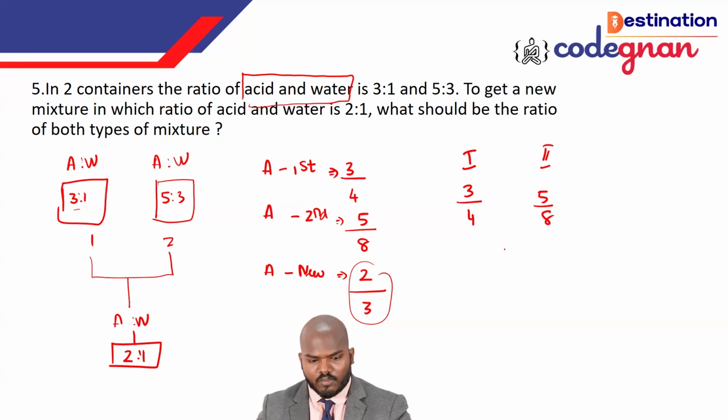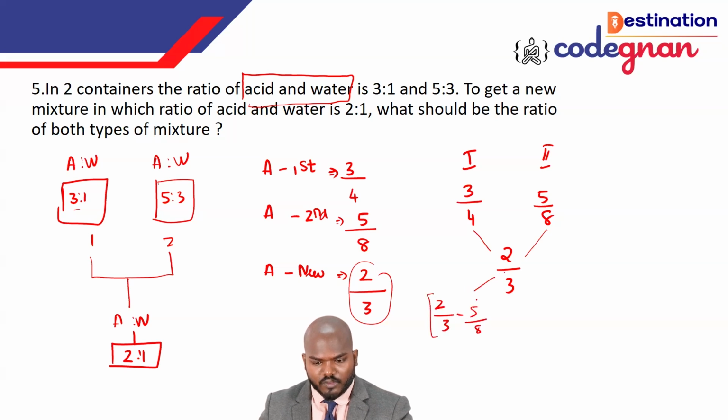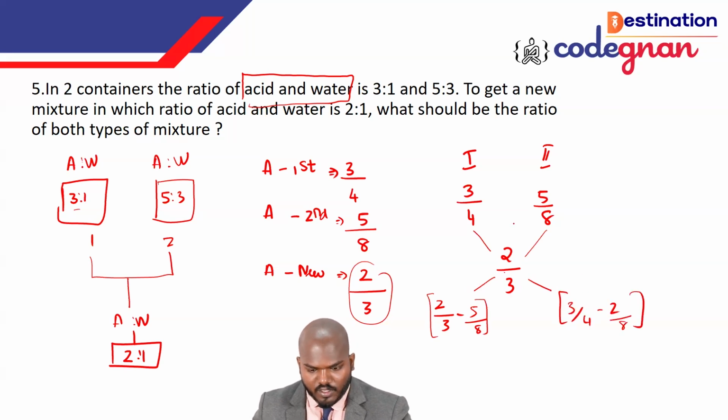Okay. And you see this one, I can call the median value 2 by 3. So what is 2 by 3 minus 5 by 8? That will give you one value. And on this side, 3 by 4 minus 2 by 3 will give you another value. Okay. 8 threes are 24. Here we need the 3 and here we need the 8. So 16 minus 15 will give you 1 by 24.